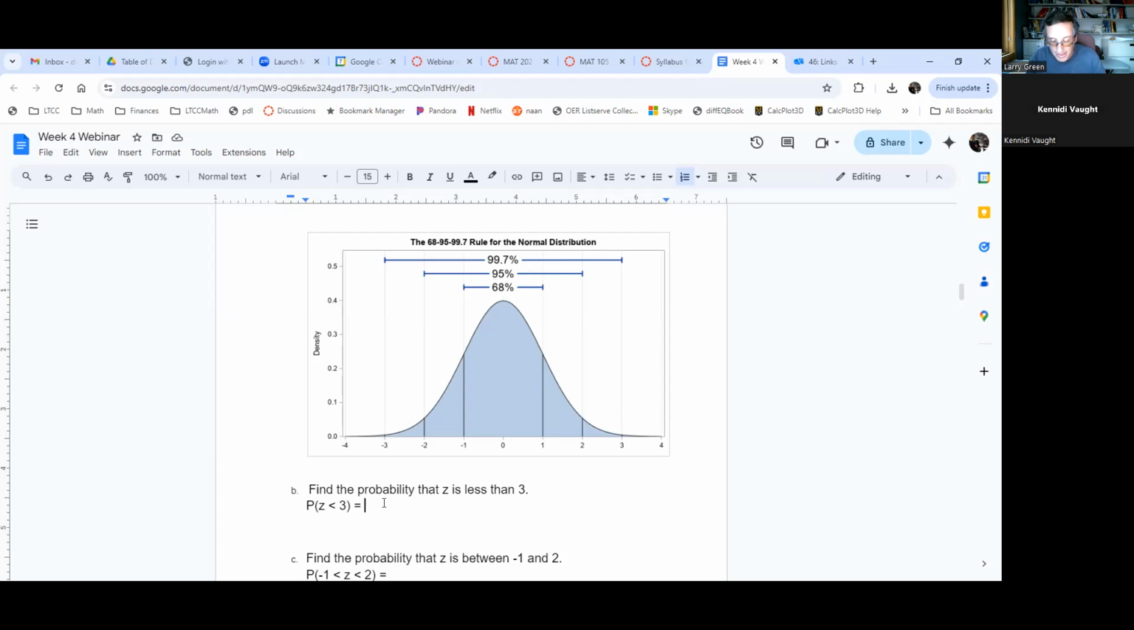So that's going to be the probability that Z is between -3 and 3, plus the probability that Z is less than -3. There's a few ways of doing it. This is one way. Equals. The probability that Z is between -3 and 3 from the picture is 0.997.